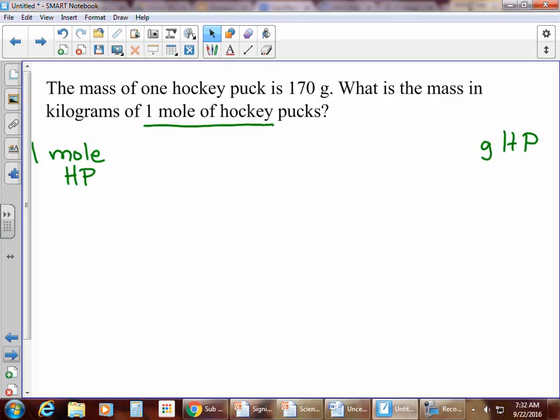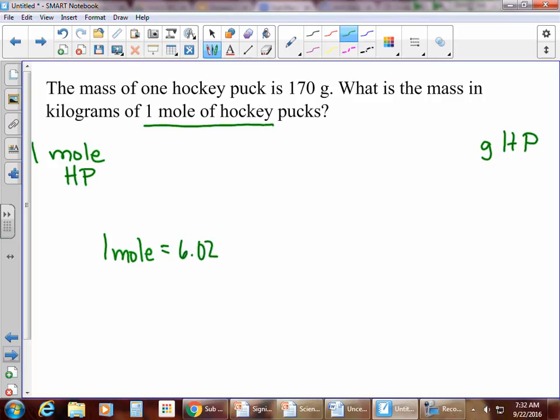Sorry guys, I unplugged a cord. I know equalities from the problem before. I know 1 mole equals 6.02 times 10 to the 23rd hockey pucks. And I also know that 1 hockey puck equals 170 grams. So this is actually going to be 2 steps.